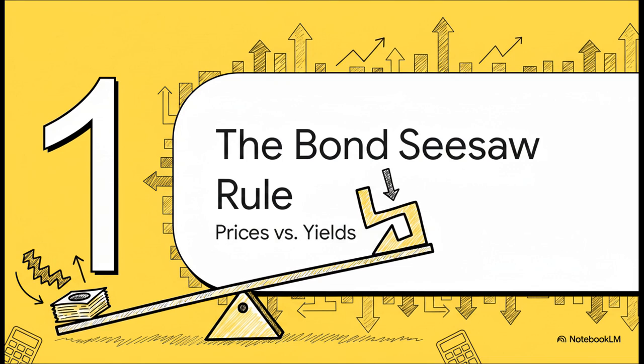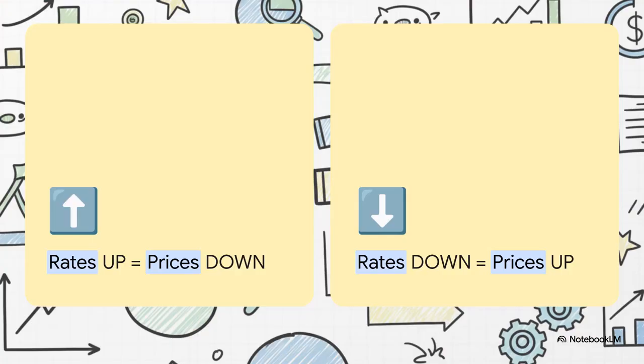Let's start with the absolute foundation of fixed income pricing, because honestly, this governs everything else we're going to talk about today. Before you even touch a calculator, you need to instantly know which direction a bond's price is going to move. Think of it literally like a seesaw. As market interest rates move in one direction, bond prices must move in the exact opposite direction. Why? Well, it's the only way to keep yields competitive for new buyers.